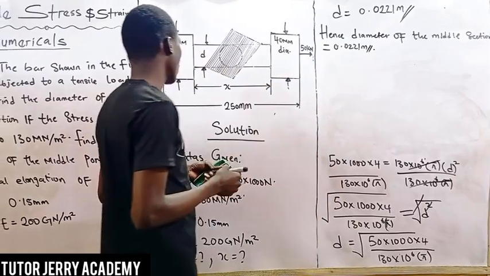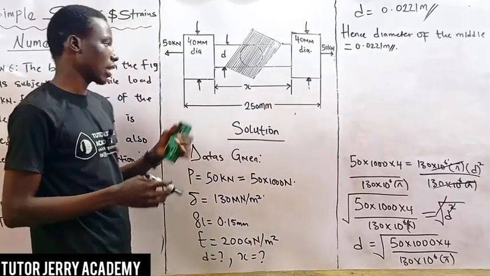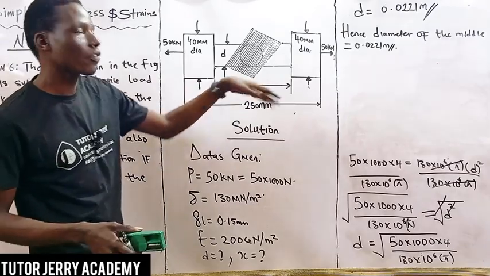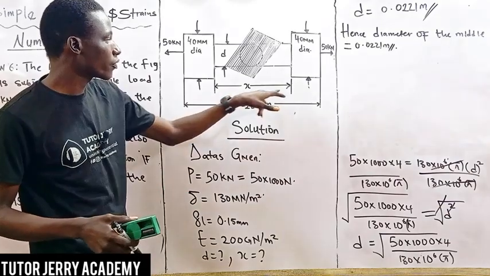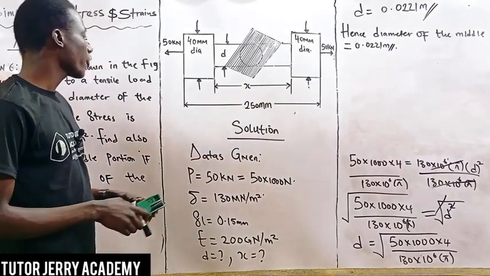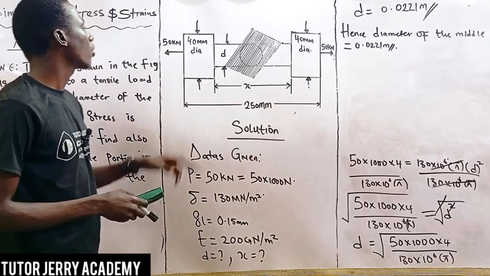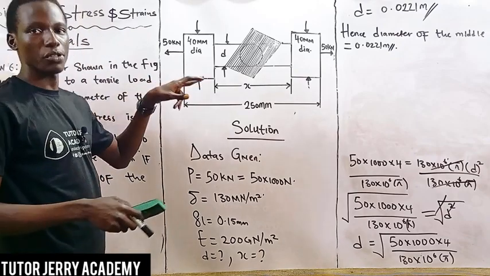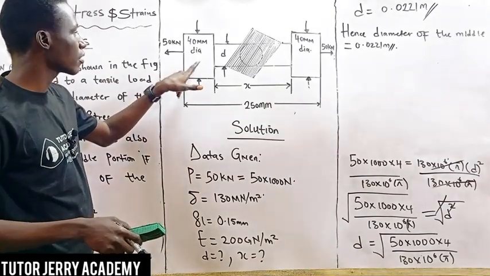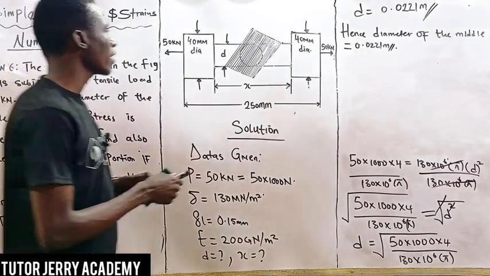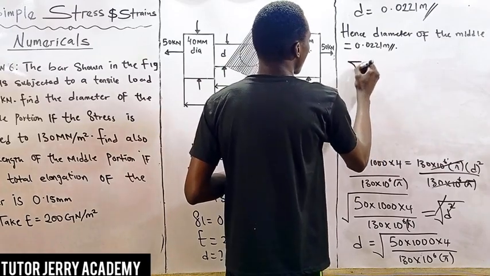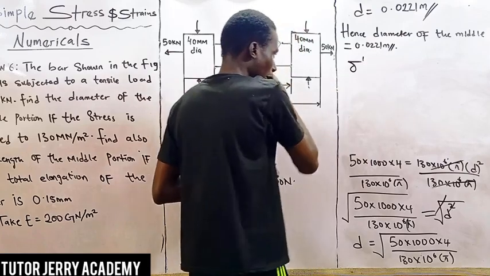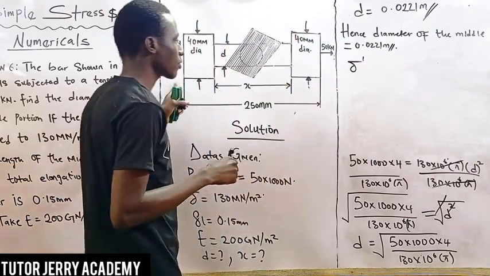So next, we are going to be looking for x, that is the length of this place. Of course, we don't know the length. We just call that place x. We are going to be looking for the length. Before we do that, we are going to be finding the stress at the end portion. Let the stress at the end portion be equal to sigma prime.